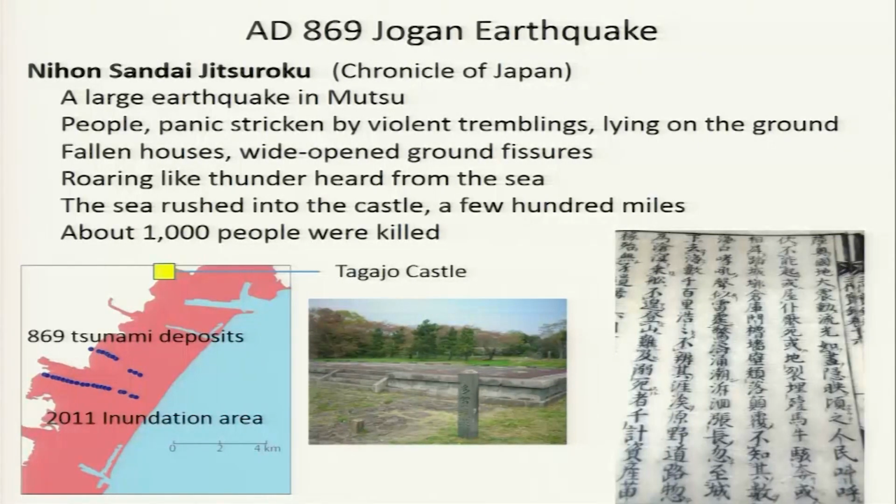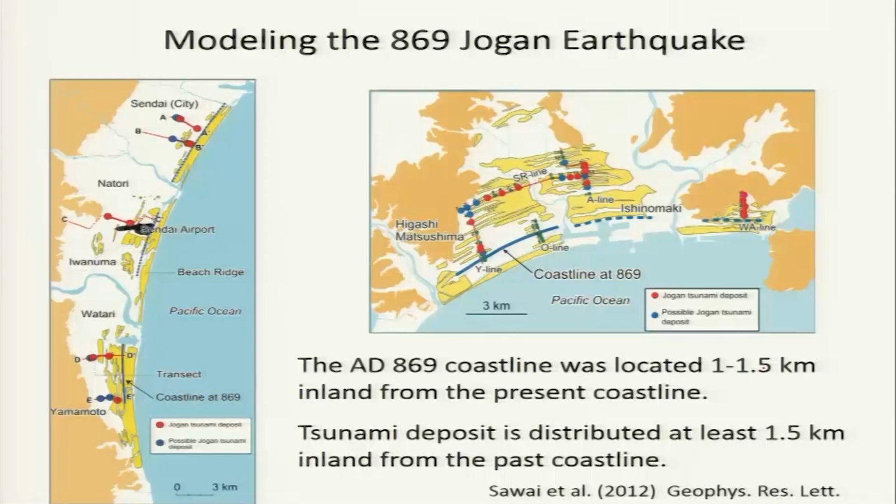Okay, the text which they have translated here shows a large earthquake in Mutsu, people panic, stricken by violent trembling, lying on the ground, fallen houses, and so on. Okay, and it says that about 1,000 people were killed. This is from the 869 Jogan earthquake. The record is available with them.